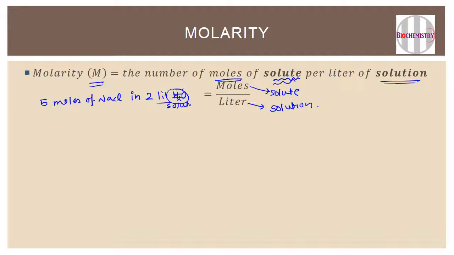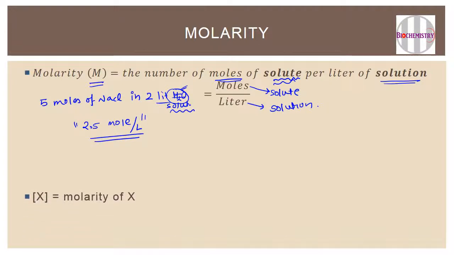because if I take 2 liters of water, then it will become a solvent. We need the volume of solution, not the solvent. So here it is 5 moles per 2 liters. Obviously, in 1 liter there will be 2.5 moles. So I can say 2.5 moles per liter. This becomes our molarity.